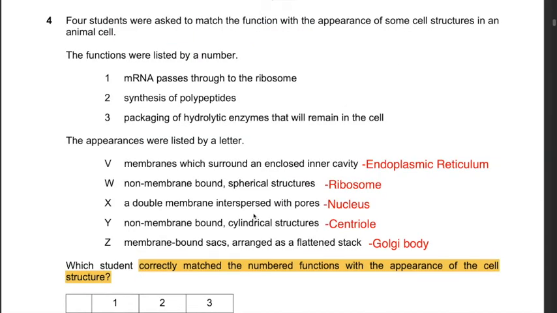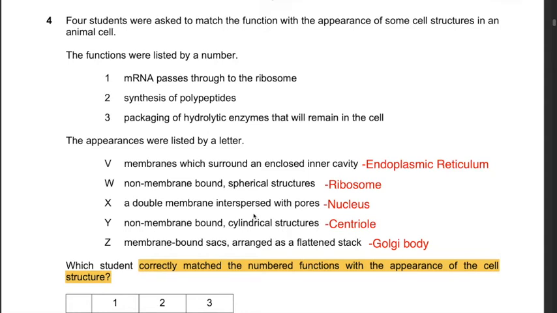Question 4. 4 students were asked to match the function with the appearance of some cell structures in an animal cell. The functions were listed by a number. 1. mRNA passes through the ribosome. 2. Synthesis of polypeptides. 3. Packaging of hydrolytic enzymes that will remain in the cell. The appearances were listed by a letter.